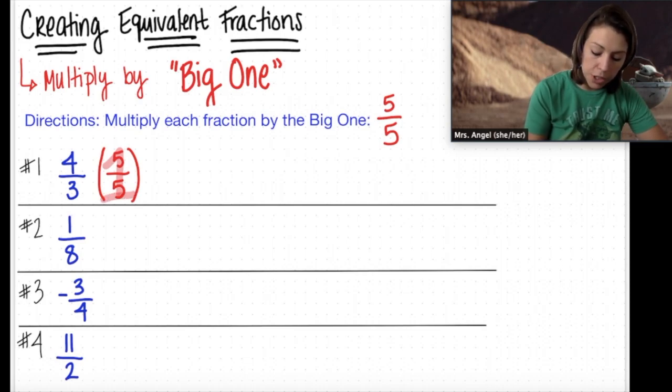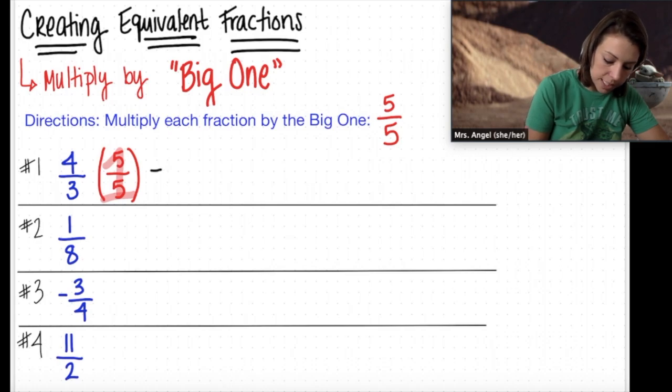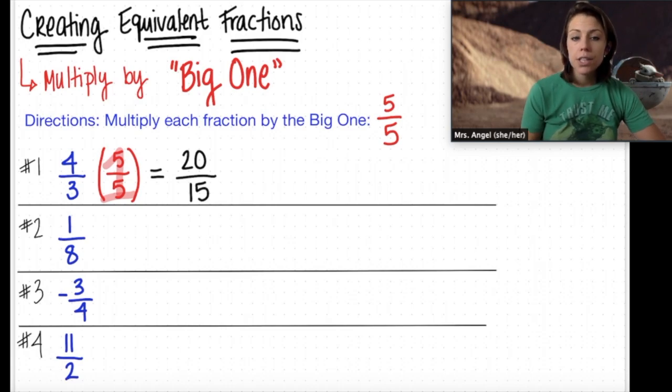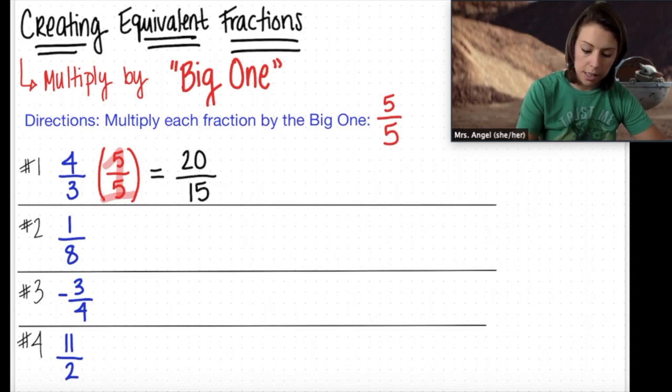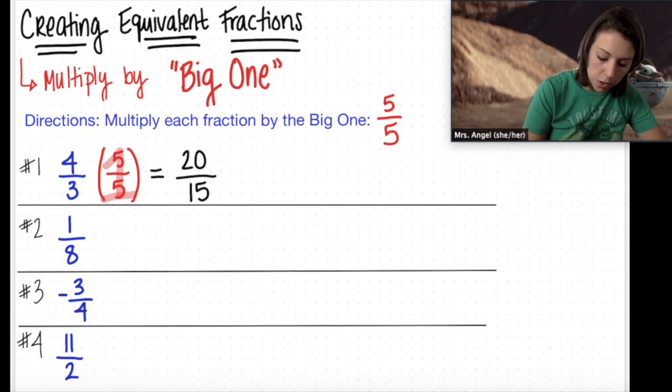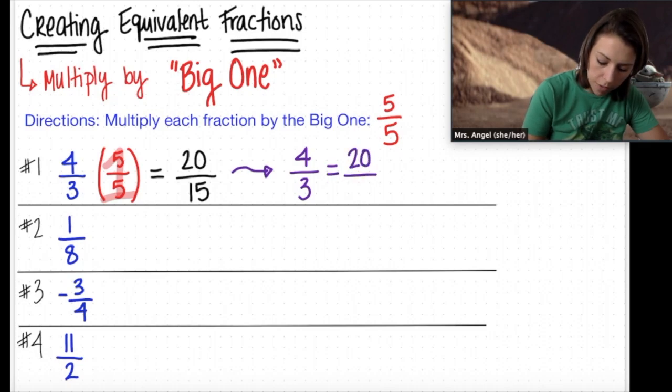When we do that, what are we left with? 4 times 5 is 20, and 3 times 5 in the denominator is 15. So 4/3 is equivalent to 20/15. We want to represent that with a statement, so we're just going to use an equation. We started with 4/3, and we're saying that that is equivalent to the fraction 20/15.